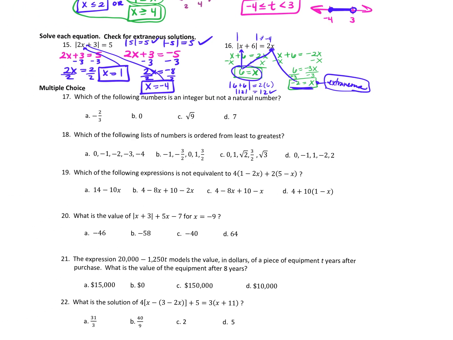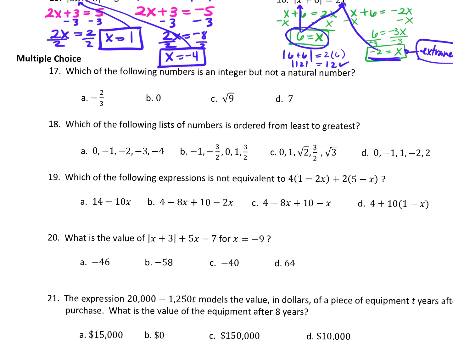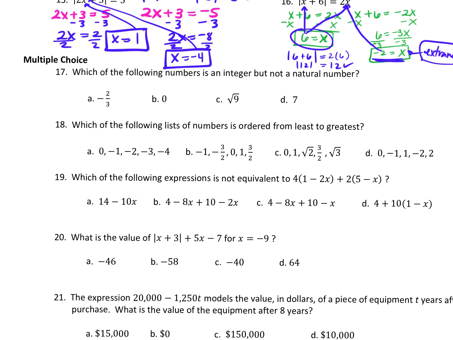Okay. And then we threw lots of multiple choice questions in since a lot of your final exam is multiple choice. So here is one of those. Which of the following numbers is an integer, but not a natural number? The natural numbers, remember, those are the counting numbers: 1, 2, 3, 4. Integers are the opposites of those, but also any whole number, which would include 0.